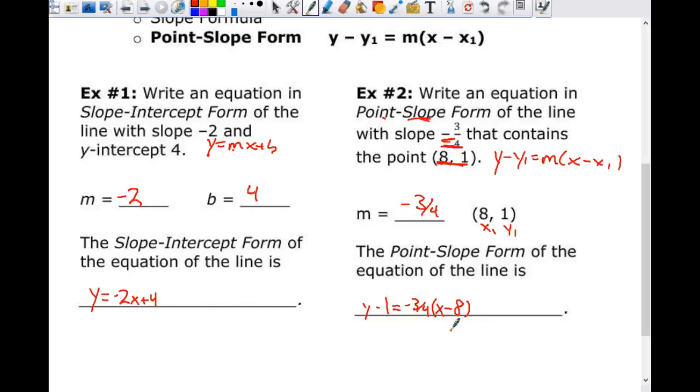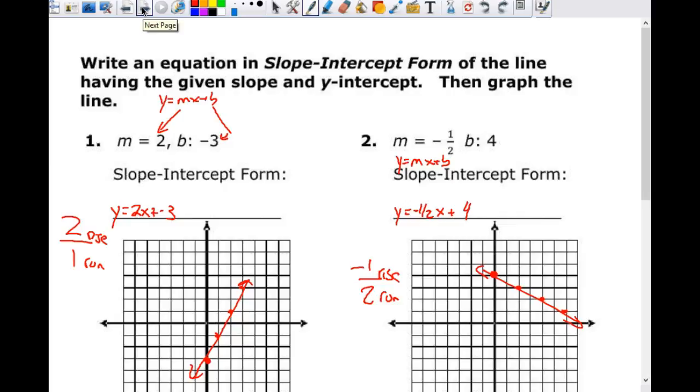Alright, moving on. You will have the formulas for both of these.